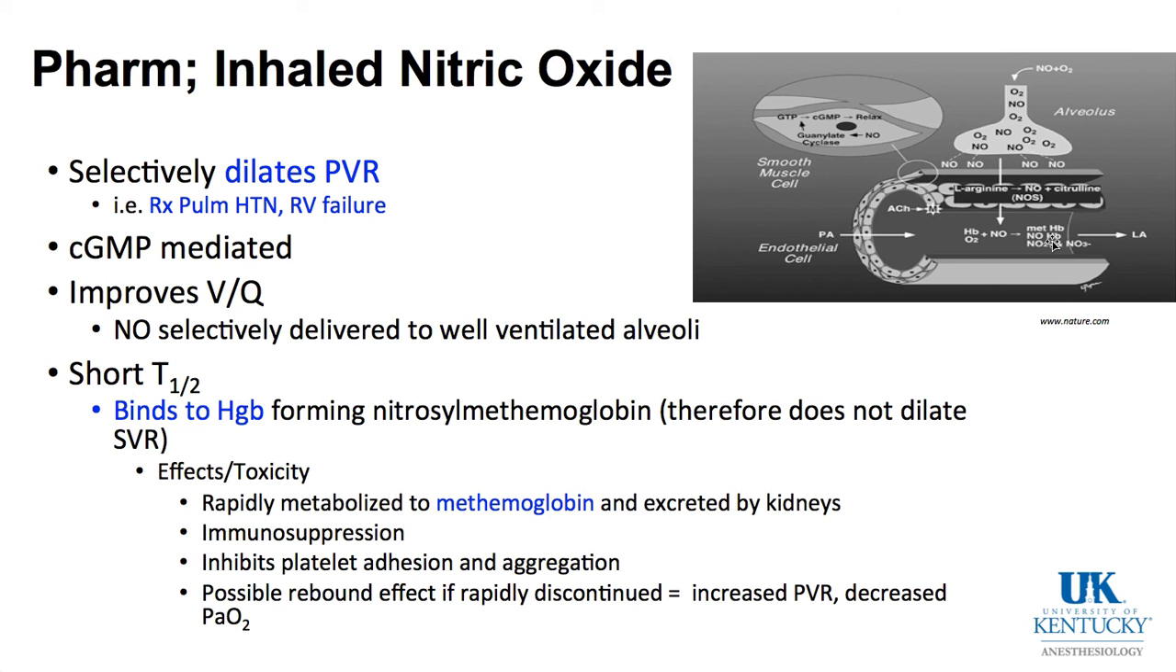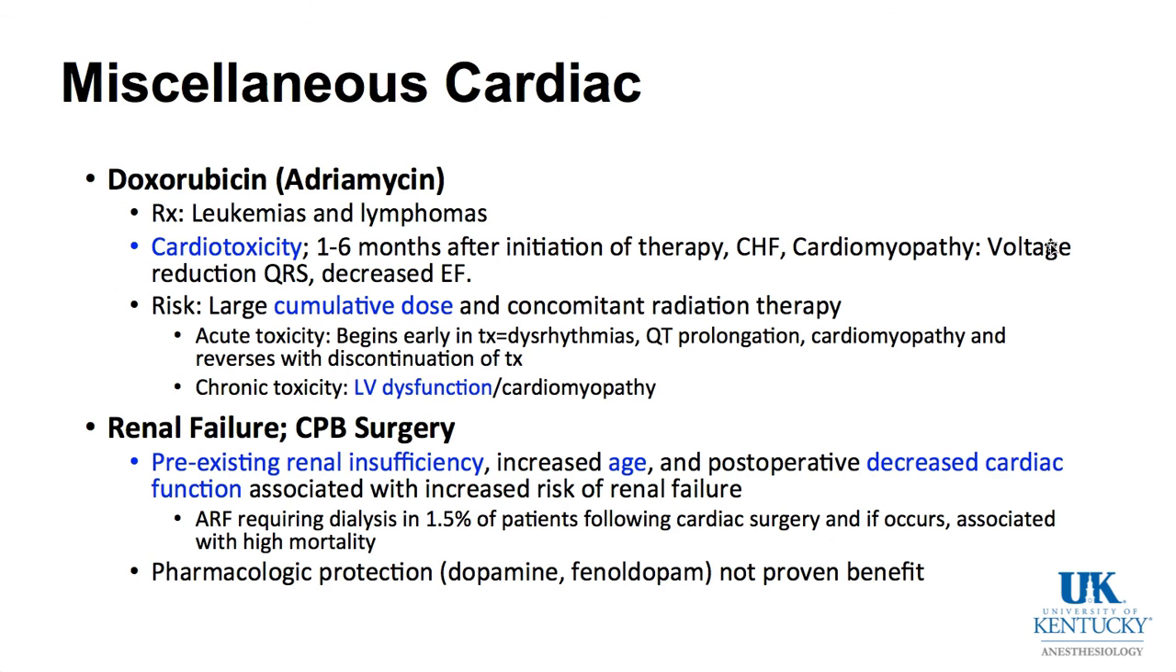There are some toxicity issues. It can be rapidly metabolized to methemoglobin, but we have lots of hemoglobin around, so it's usually not a problem with methemoglobinemia. And it's excreted by the kidneys. It can inhibit platelet adhesion and aggregation, and you don't want to stop it suddenly. If you're on 20, 40 parts per million, you don't want to go to zero, but slowly wean down, because you can get a rebound effect in pulmonary vascular resistance if you just stop it.